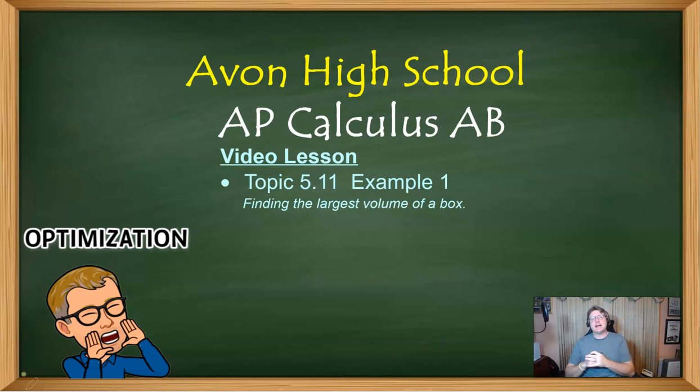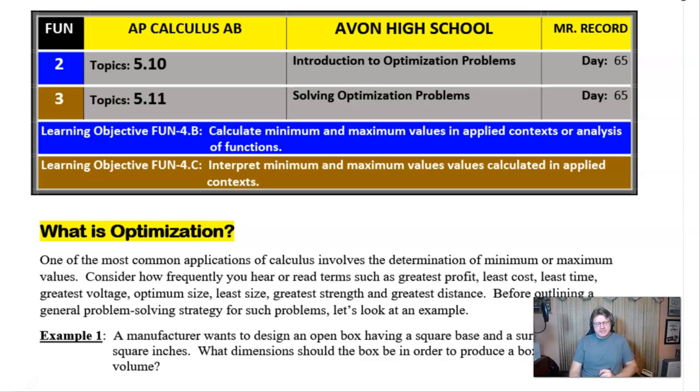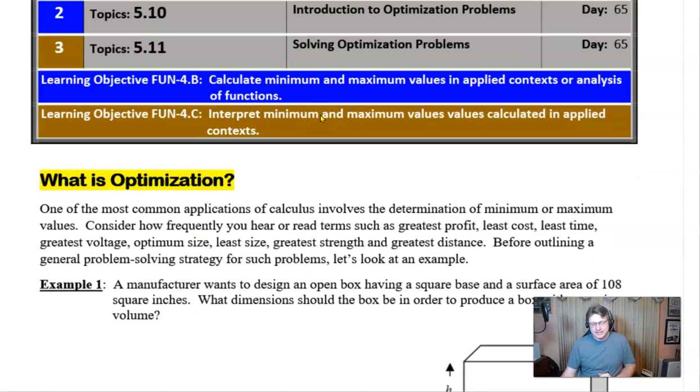It's one of the last topics of Unit 5, and it's an extension of the things that you've been working on in terms of first derivative tests, second derivative tests, and function analysis. So let's take a look at what optimization has to say. In the course and exam description, there are really two topics devoted to optimization. 5.10 is an introduction, which I've just basically provided, and in topic 5.11, we're actually going to get into it.